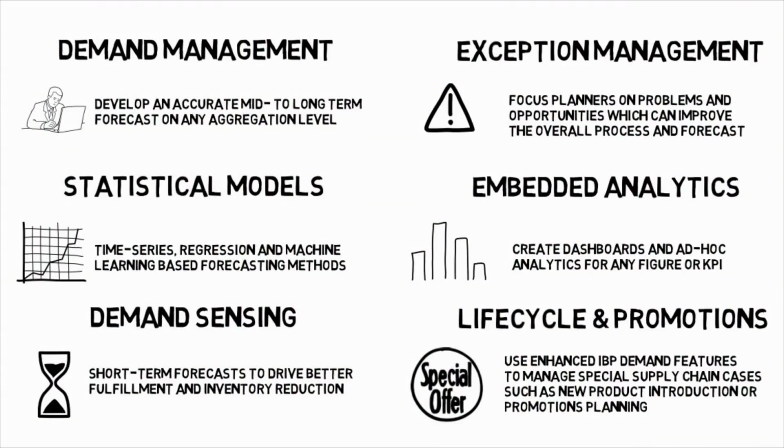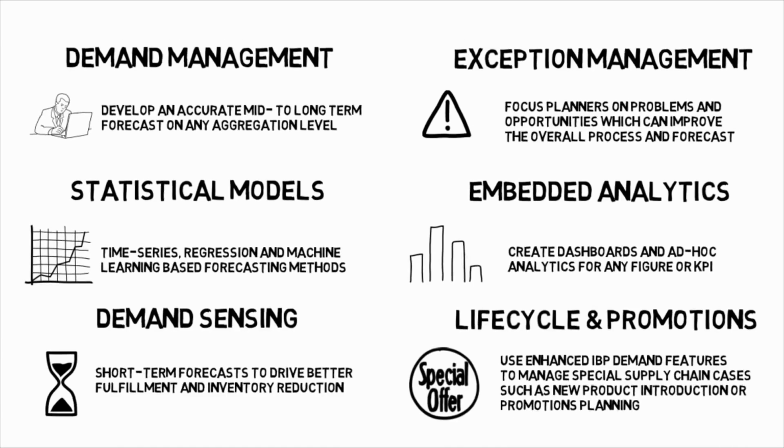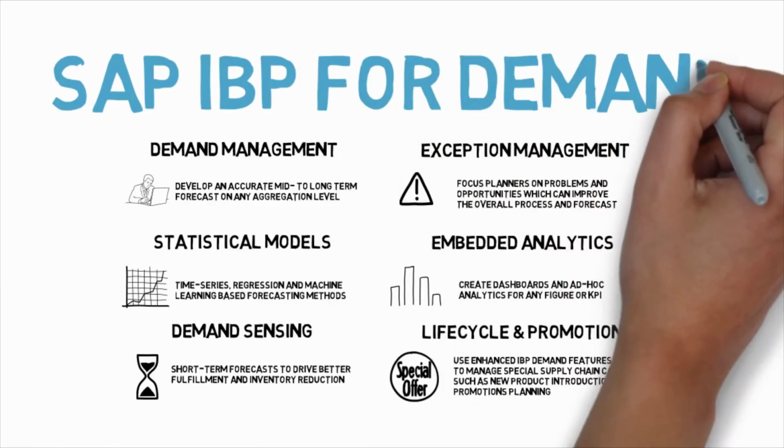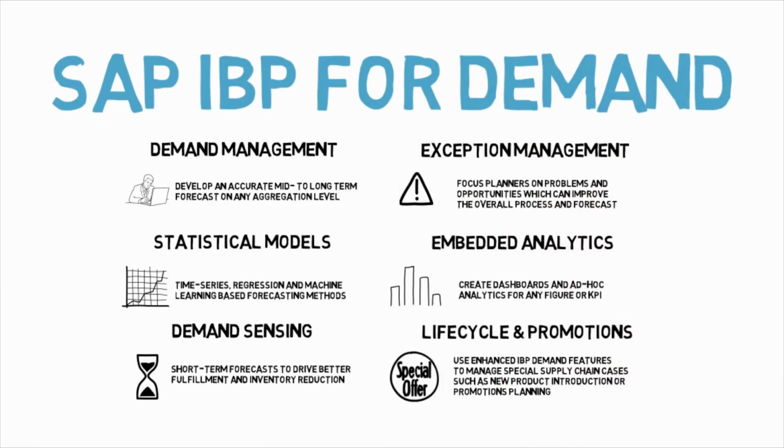With SAP IBP for Demand, you can develop an accurate mid- and long-term forecast on any aggregation level. It provides a comprehensive and growing list of forecasting methods. With demand sensing, you can better drive fulfillment and inventory reduction by creating a short-term forecast in a fully automated way. SAP IBP enables management by exceptions and provides real-time analytics. Lifecycle management and promotion planning, along with other tools, provide additional decision support. This and many other features await you in SAP IBP for Demand.